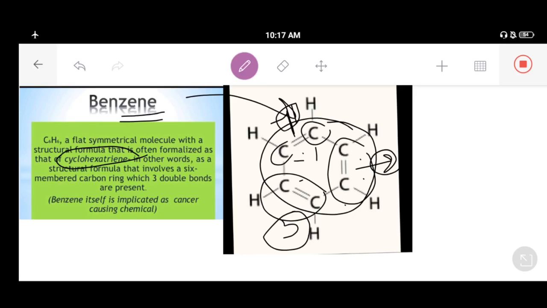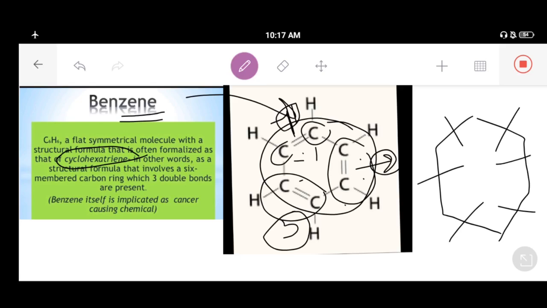It's a 6-membered carbon ring. It's like this, students. 1, 2, 3, 4, 5, 6. That's a 6-membered carbon ring with 3 double bonds present. I told you, this benzene contains alternate carbon double bonds. Whenever I talk about alternate, that means one after the other. Look, here is a double bond, single bond, then double bond, then single bond, then double bond.